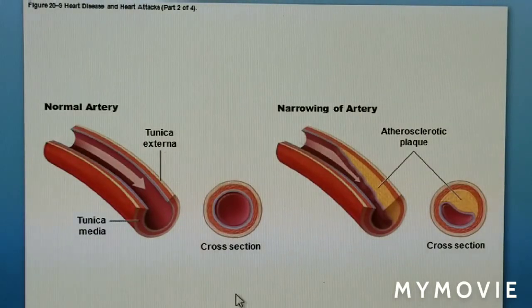Here we're seeing a picture of a normal artery versus an artery that has some atherosclerotic plaquing. In the cross section, we can see how it narrows the size of the artery.